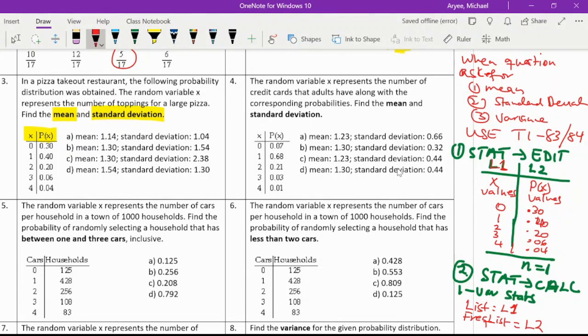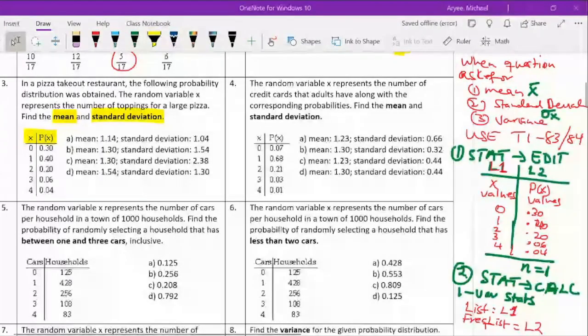All right. Now, after you calculate, the mean is x bar. The standard deviation will be sigma x. If the question asks you for variance, the variance is always the square of the standard deviation. So plug in those values and let me know the result.